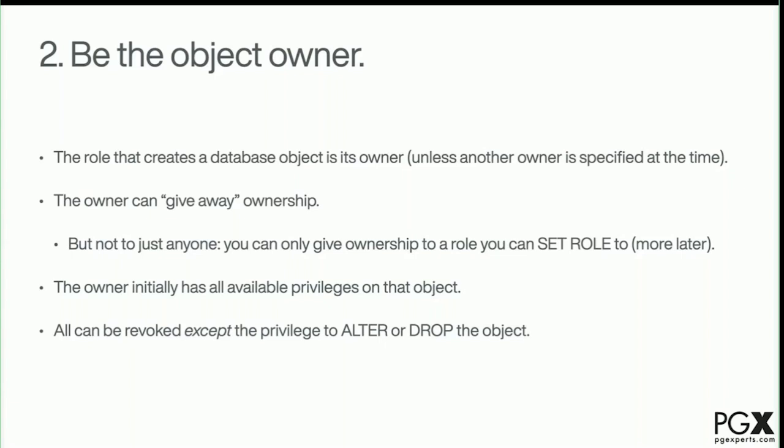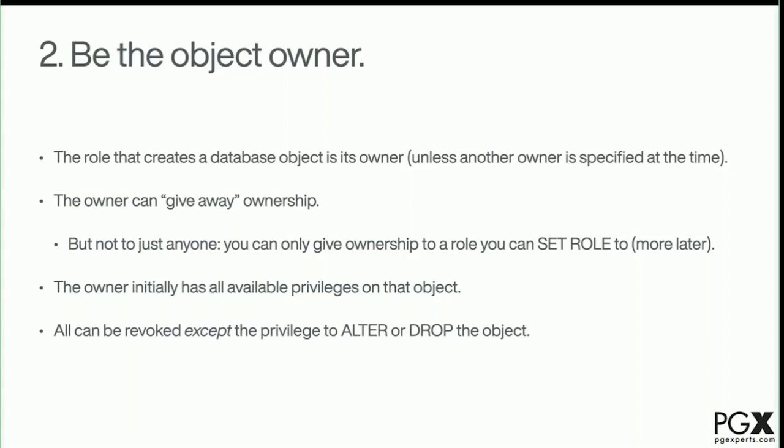But it can't do it to just anyone. And if you think about it, this makes sense because you could maliciously transfer a function, say, to another user, and then it shadows another function and they call it and they're getting the wrong function. It's just bad. So you can only give ownership to a role that you can set role to. If you can change to that role, you can give ownership to it.